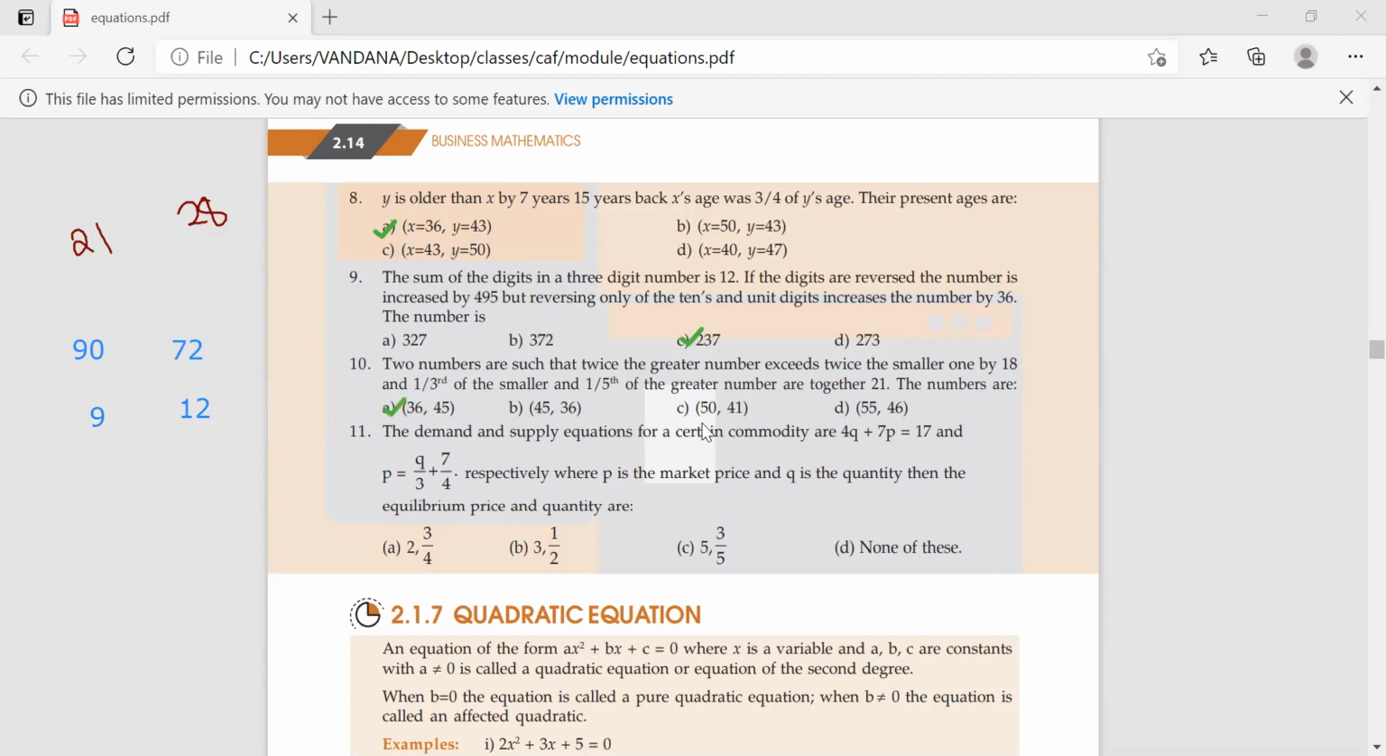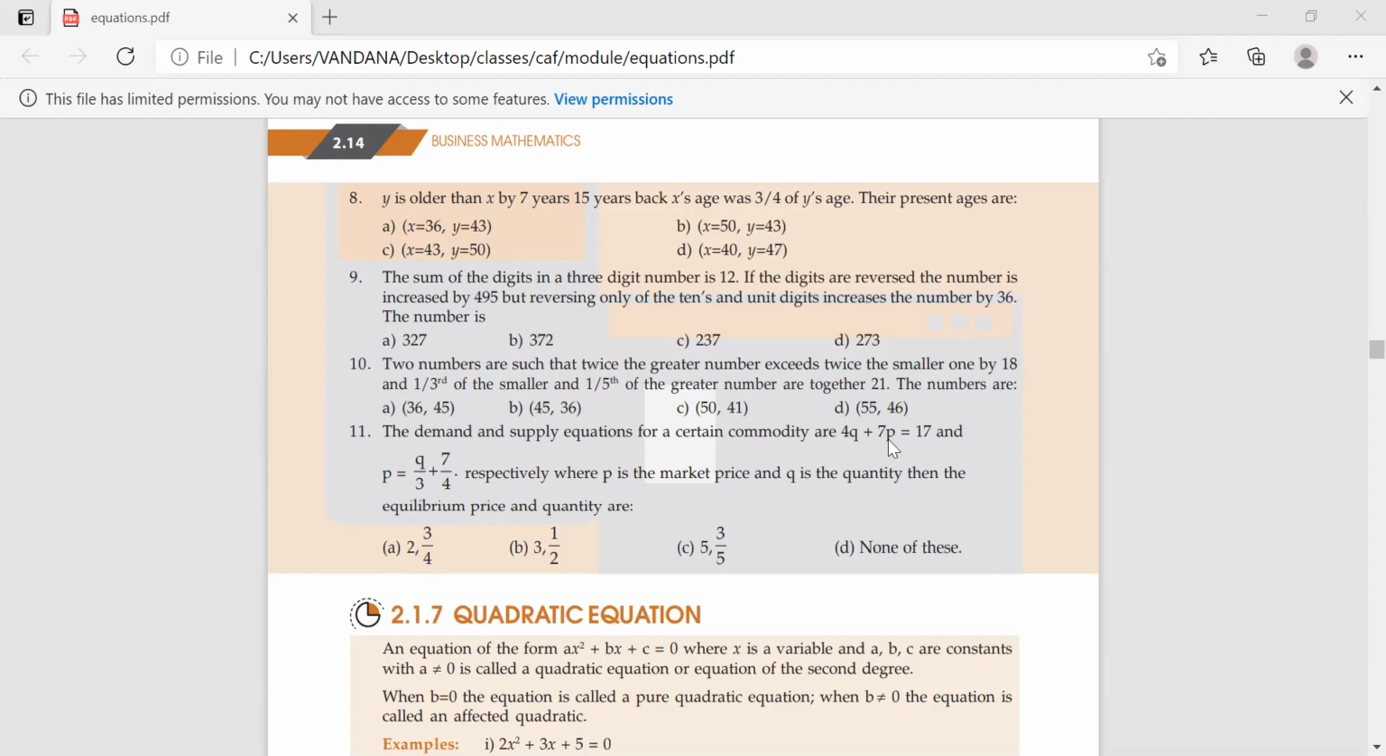The demand and supply equation for a certain commodity is given respectively, where P is market price, Q is quantity. Then the equilibrium price. Now what is equilibrium? It is when market demand is equal to market supply. तो ये दोनों इक्वेशन सेम होने चाहिए. तो आपको ऐसे P और Q की वैल्यू चाहिए जिसके लिए दोनों इक्वेशन सेम हो. So find, put the values.